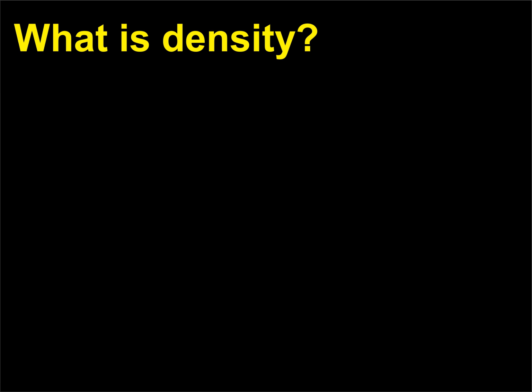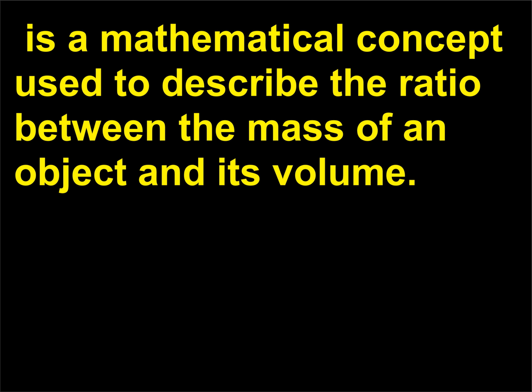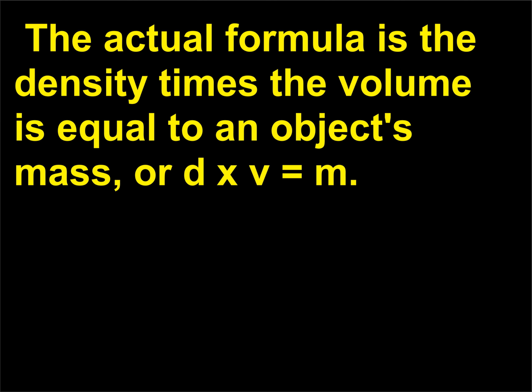What is density? Density, usually abbreviated as D or R, is a mathematical concept used to describe the ratio between the mass of an object and its volume. The actual formula is the density times the volume is equal to an object's mass, or D x V = M.